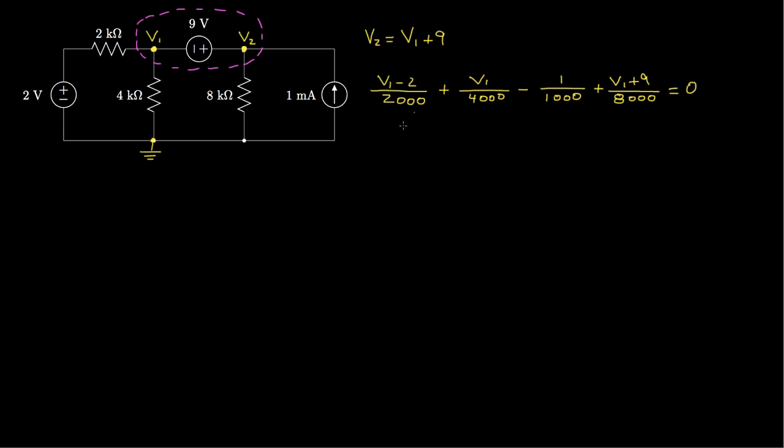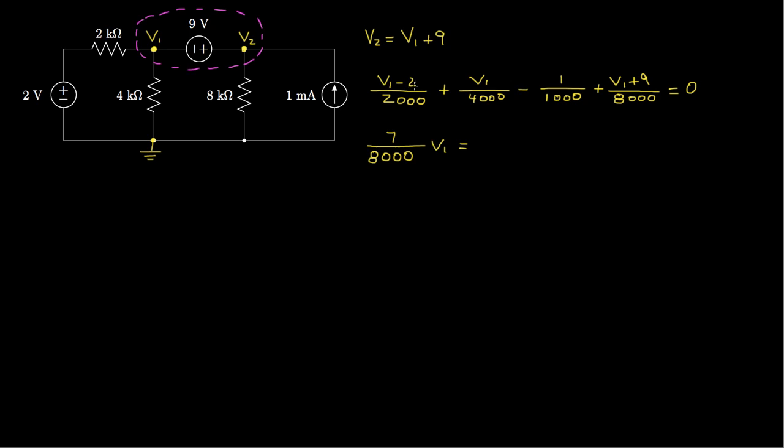So now let's combine all the terms that multiply V1. So we have 1 over 2000, a 1 over 4,000, and a 1 over 8,000. If we put everything over 8,000, then for this one we'd have to multiply by 4, for this we would multiply by 2, and this one by 1. So that'll give us a 4 plus 2 plus 1, or 7. So 7 over 8,000 times V1.